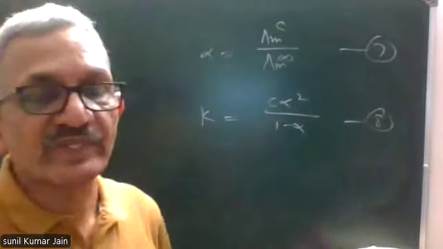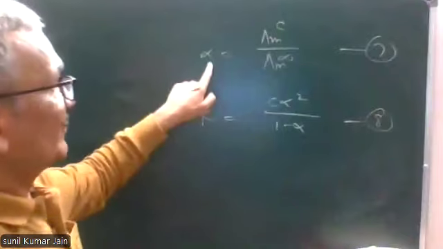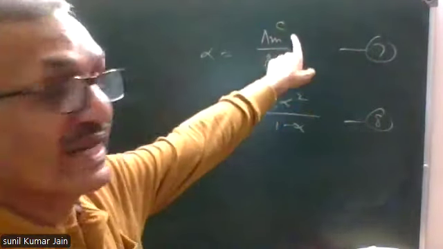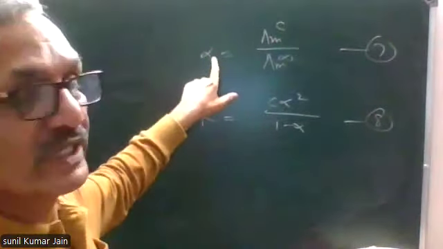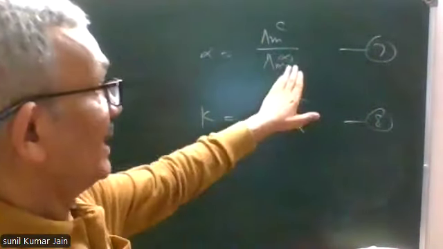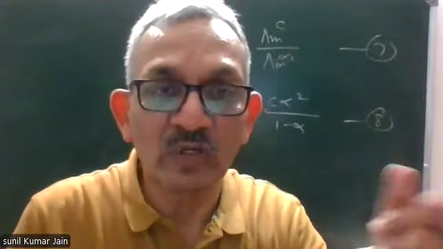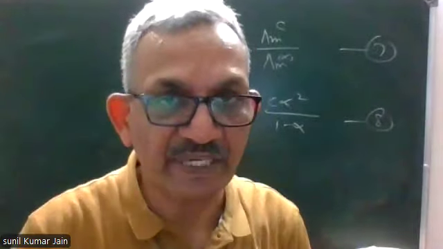I told you these two equations, 7 and 8. Now, if I want to calculate the value of alpha, I need lambda m infinity. Lambda m c can be determined experimentally. So if I want to determine the value of alpha, naturally for the weak electrolyte, I want lambda m infinity. Lambda m infinity can only be determined by using Kohlrausch law. So this is the application.